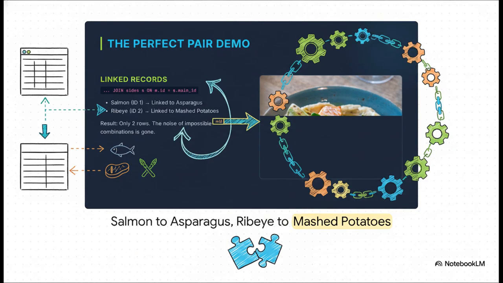When the logic works perfectly, our grilled salmon, which has an ID of 1, links strictly to the roasted asparagus, and our ribeye steak with an ID of 2 links strictly to the garlic mashed potatoes.